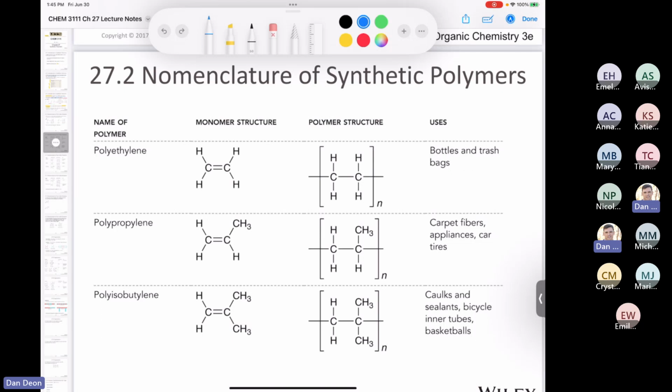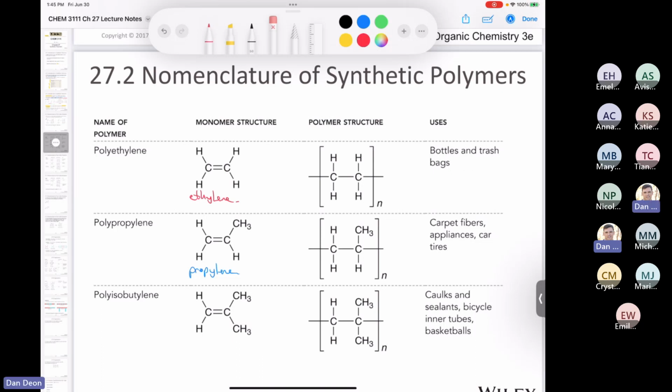The next one is polypropylene, right? So this is propylene here. So maybe I could just write this in here. This is propylene. So polypropylene is the polymer. And of course, if I went back here, I could have written in here, this is ethylene. So you have polyethylene. Anyhow, polypropylene is found in carpets, and it says also car tires. I was actually unaware of that until I read this textbook. So there you go.